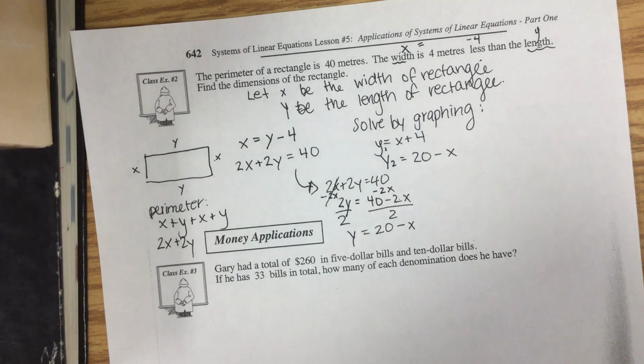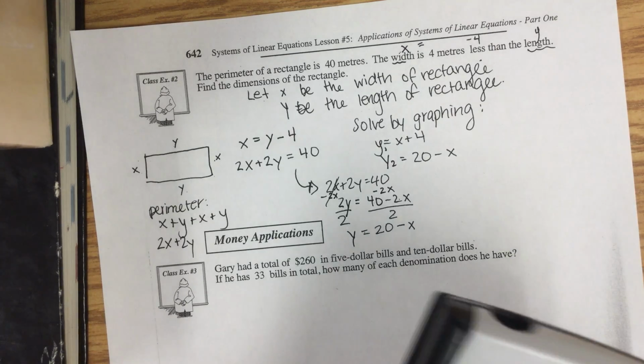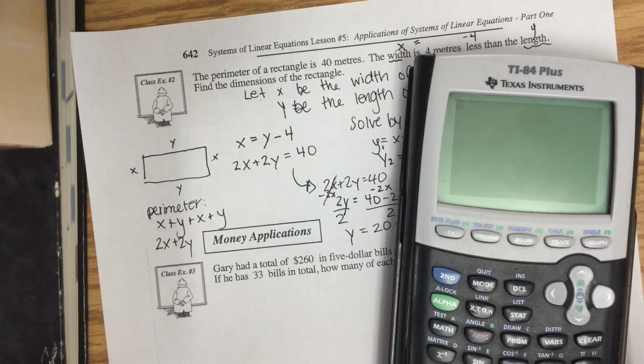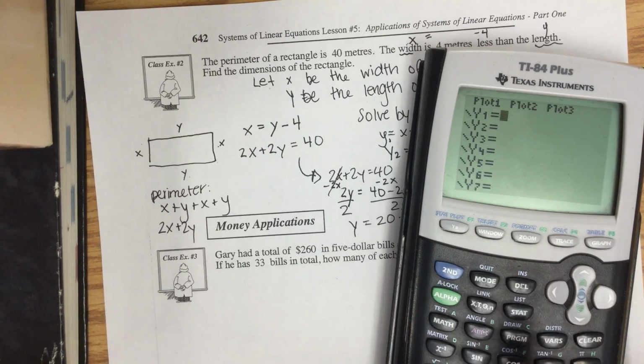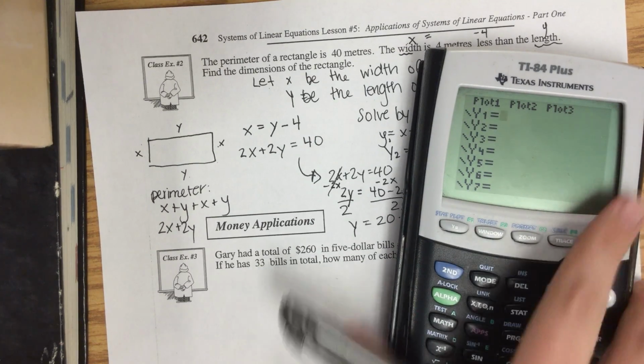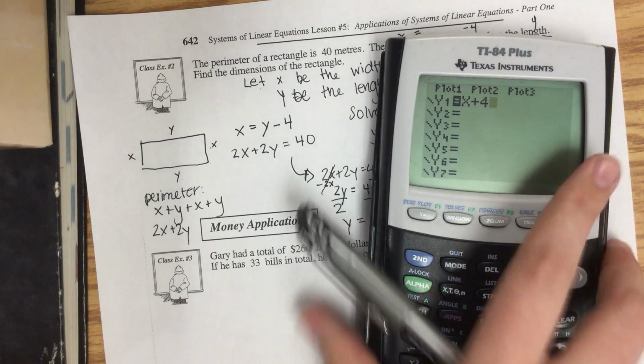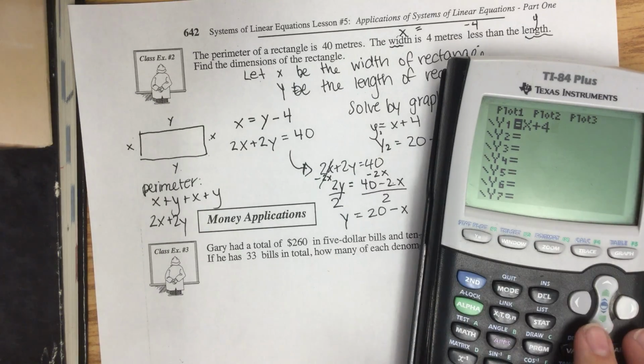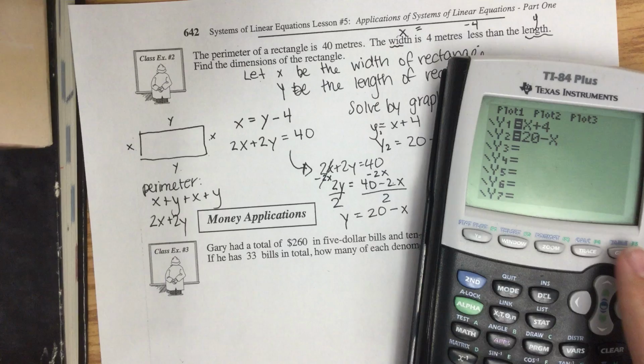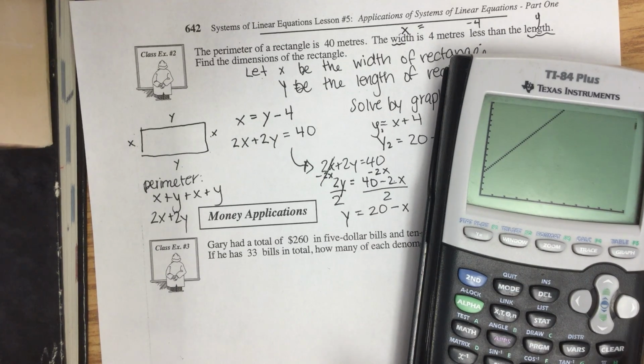I'm going to pull this up on the graphing calculator so you can see what I'm doing and what I'm graphing. So I'm hitting y equals. In y1, I had x plus 4. And in y2, 20 minus x. And I'm going to graph it. I just want to see if they intersect.